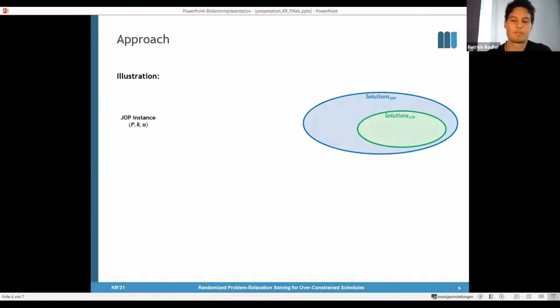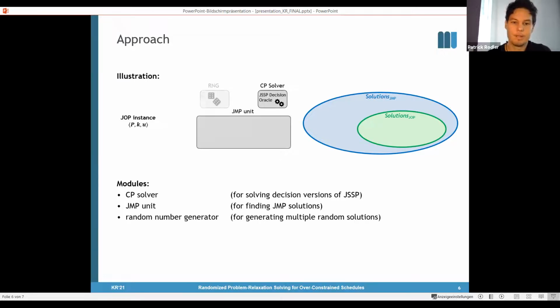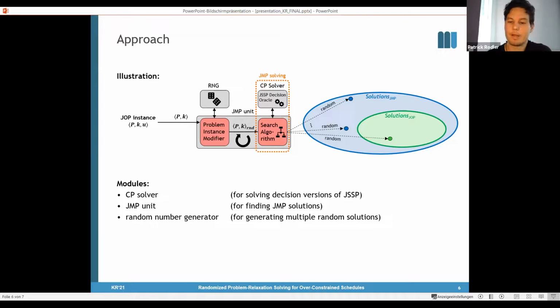This approach is illustrated by this picture here, where we have 3 modules. The first one is a CP solver, second one is a JMP unit, and the third one is a random number generator. And the JOP instance is first forwarded to a problem instance modifier, which randomly modifies the problem instance and feeds it into a search algorithm, which communicates with a CP solver, and in this vein generates, so to say, a random sample of JMP solutions, where we store the best solutions with respect to utility throughout the process.